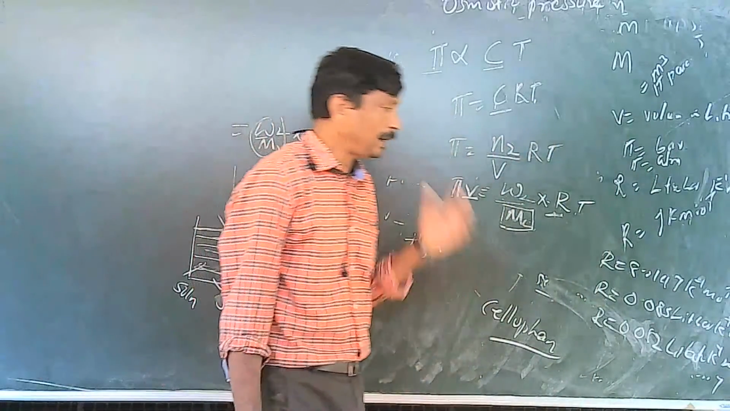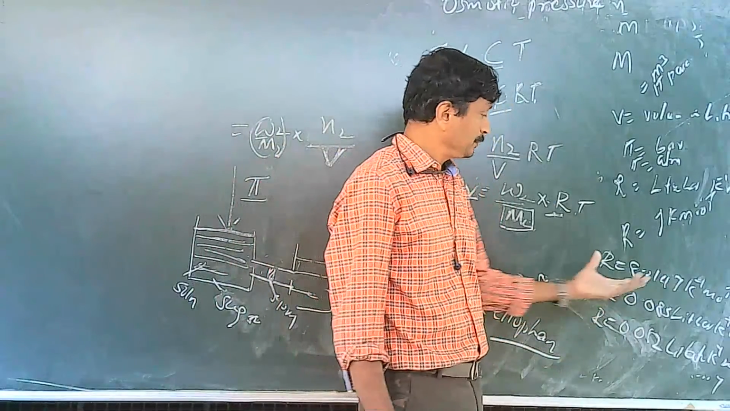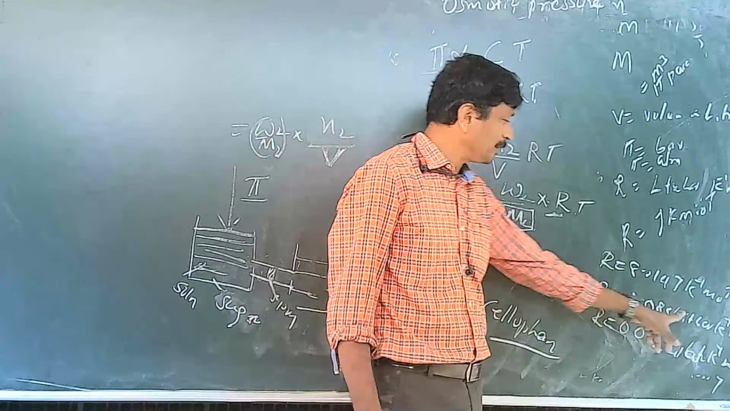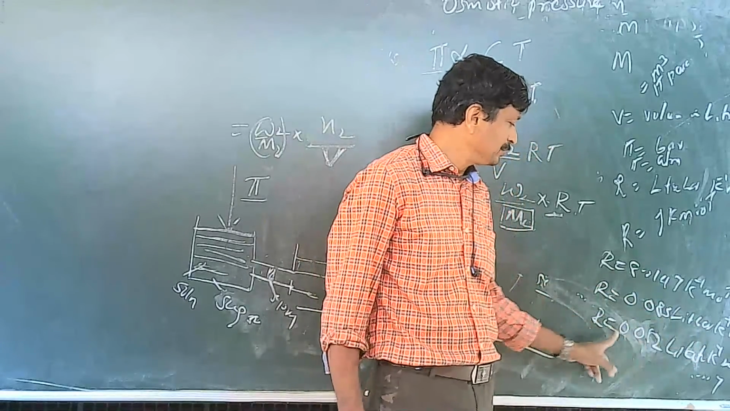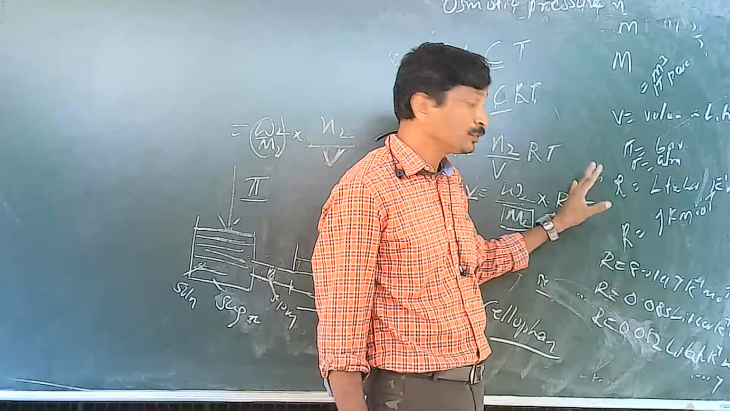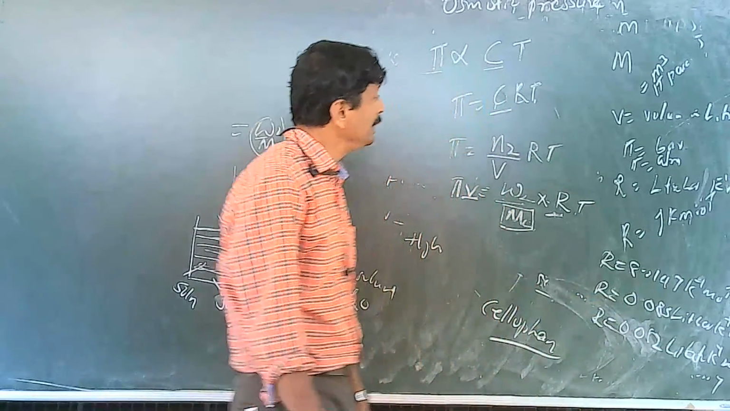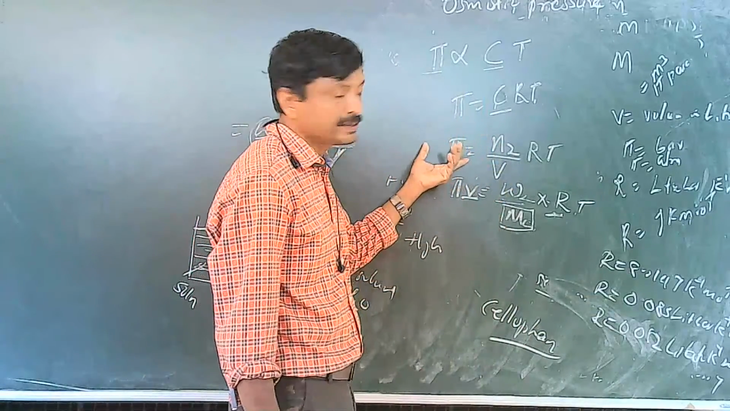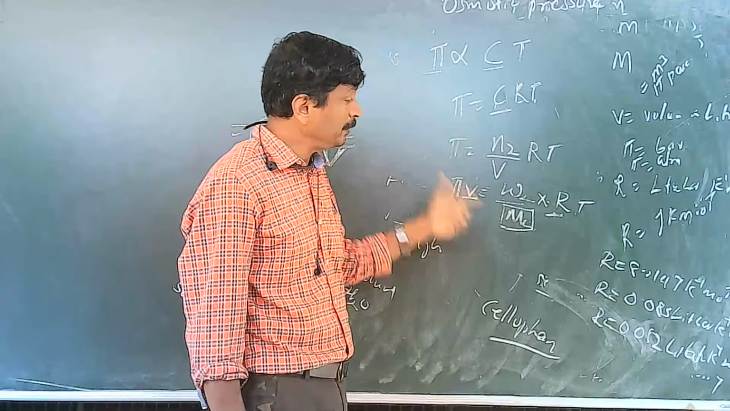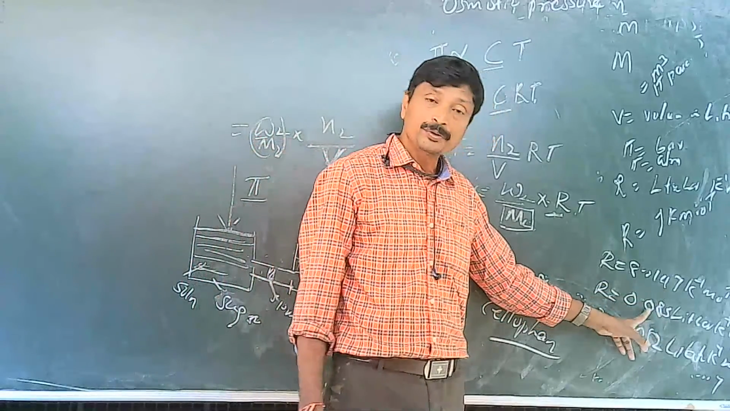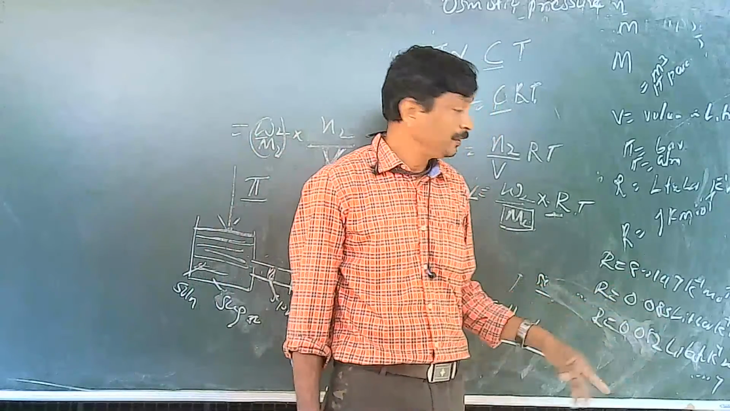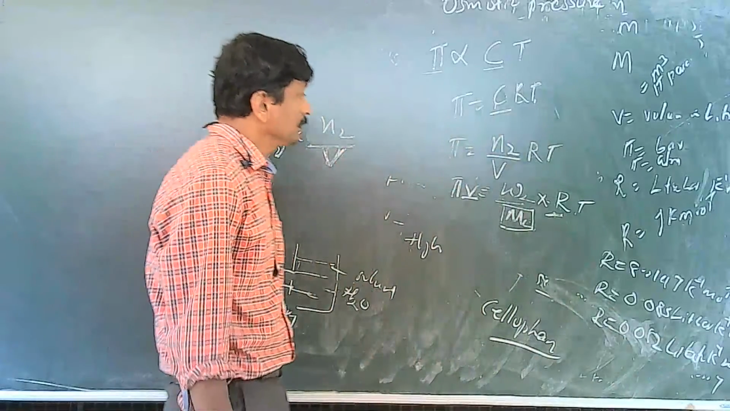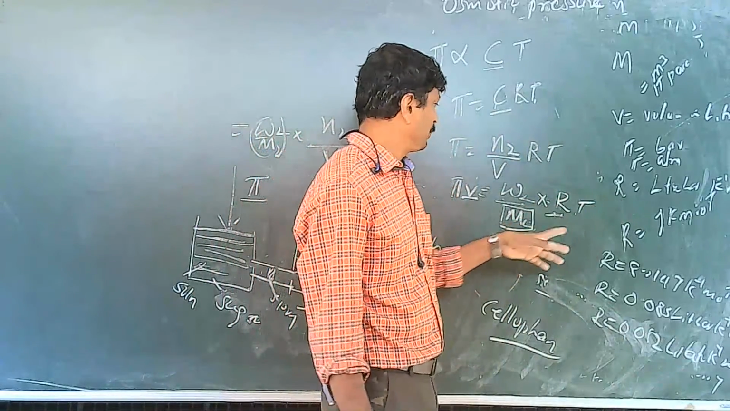These are the values of R in different units. You should know all these three units of R. Usually they will give only the volume in liter, and pi is either in bar or in atmosphere. Therefore R is usually 0.083 or 0.082, liter bar or liter atmosphere. And the temperature is in Kelvin, no problem.